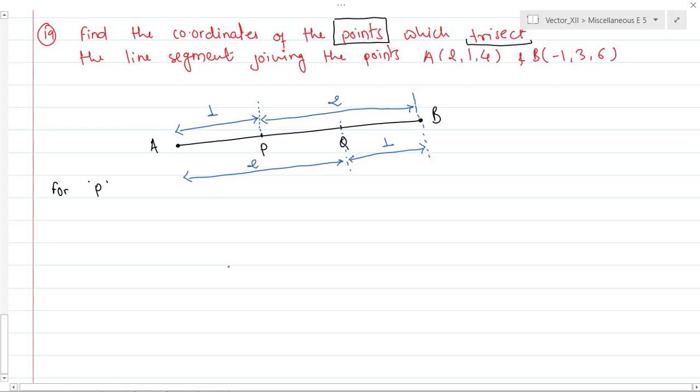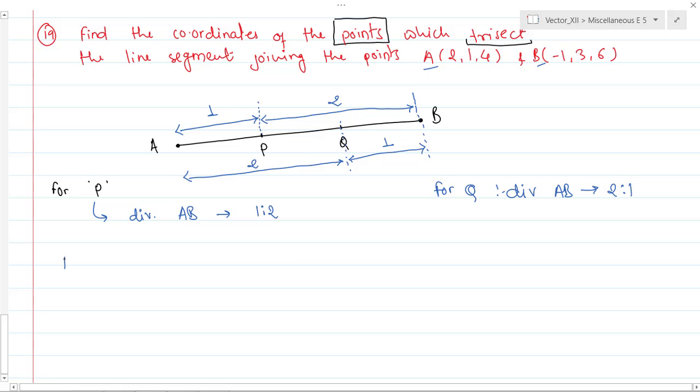So for P and Q individually, P divides the segment AB in the ratio 1:2. And for Q, it divides the segment AB in the ratio 2:1. The direction is very important. We know the internal section formula, and we know both the coordinates of the points, so let's substitute and use the formula directly.